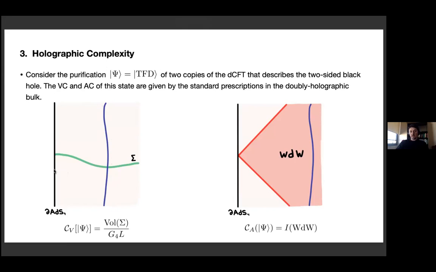well, the complexity of this state will be just given by the standard prescriptions. So the brane doesn't alter the prescriptions. So the volume complexity will be just given in terms of the volume of a three-dimensional slice, which is anchored to the two asymptotic boundaries, because now we are considering the two-sided black hole. And the action will be just given by the on-shell action evaluated on the four-dimensional Wheeler-DeWitt patch that lives in the doubly holographic perspective.